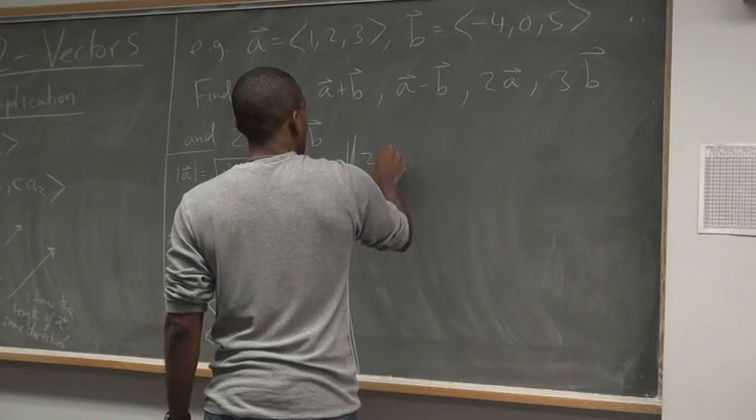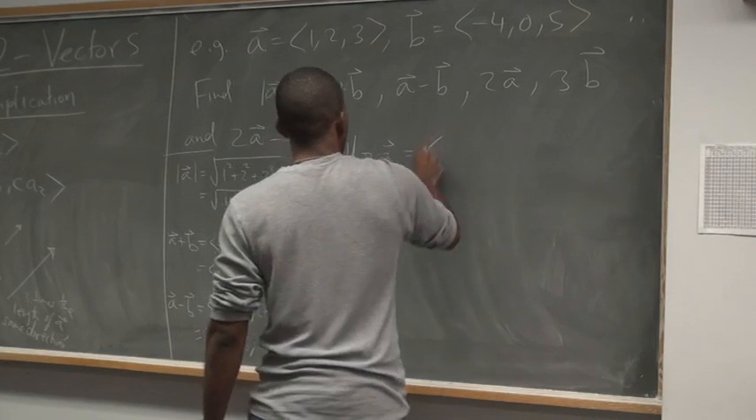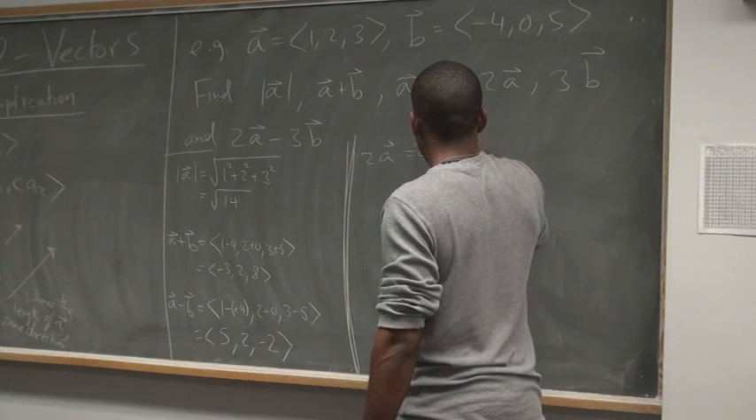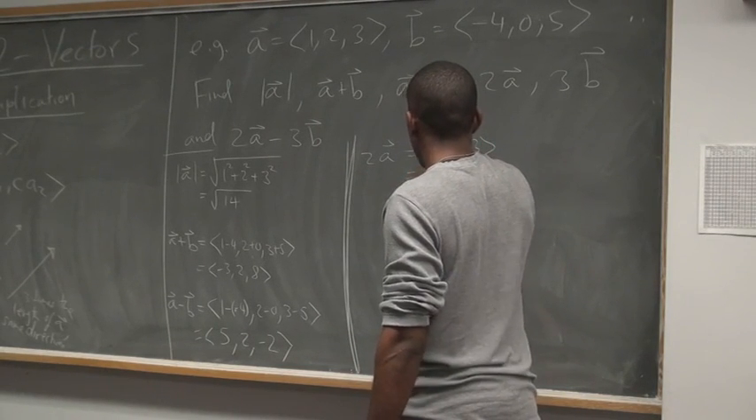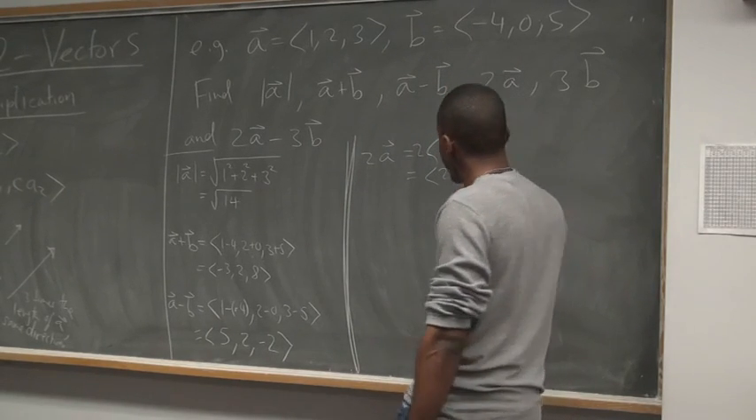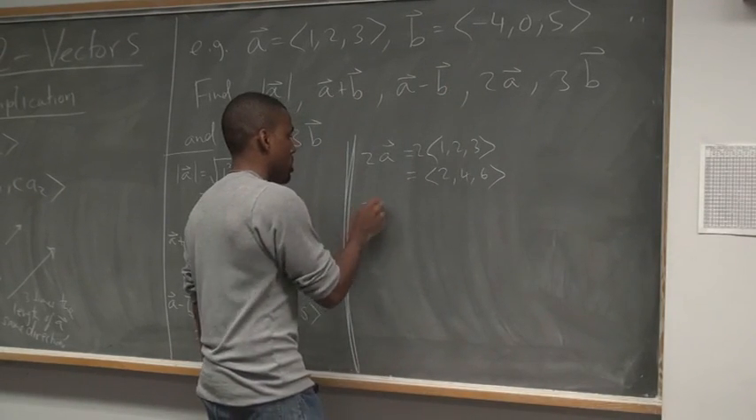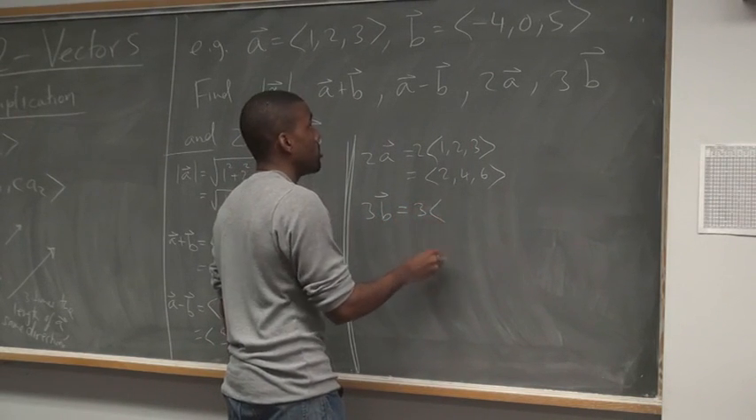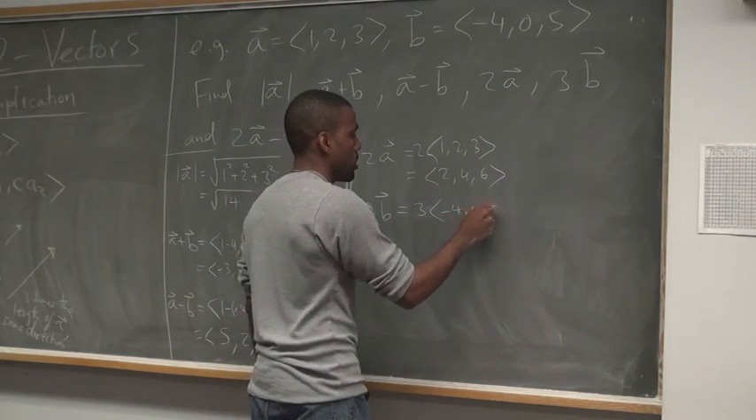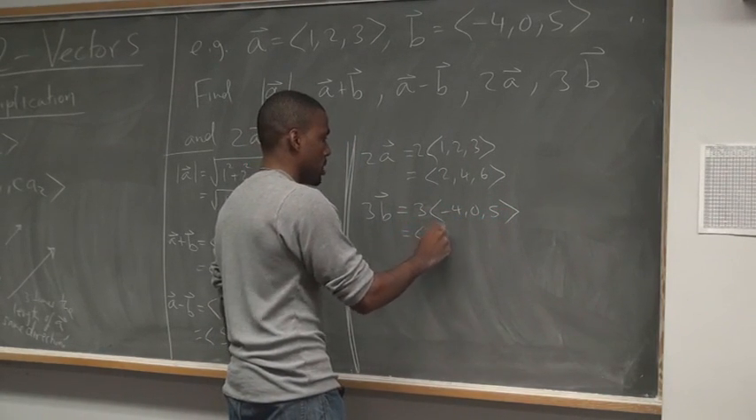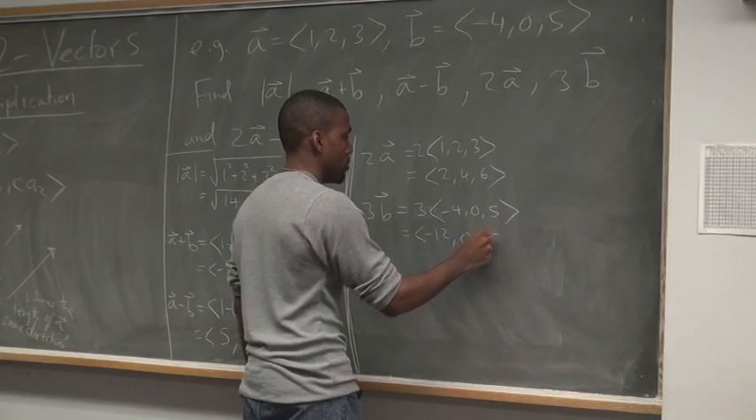The vector 2A is just going to be 2 times 1, 2, 3, which you just multiply. 2, 4, 6. The vector 3B is just going to be 3 times the B vector, minus 4, 0, 5. And you multiply each component by 3. So it's minus 12, 0, 15.